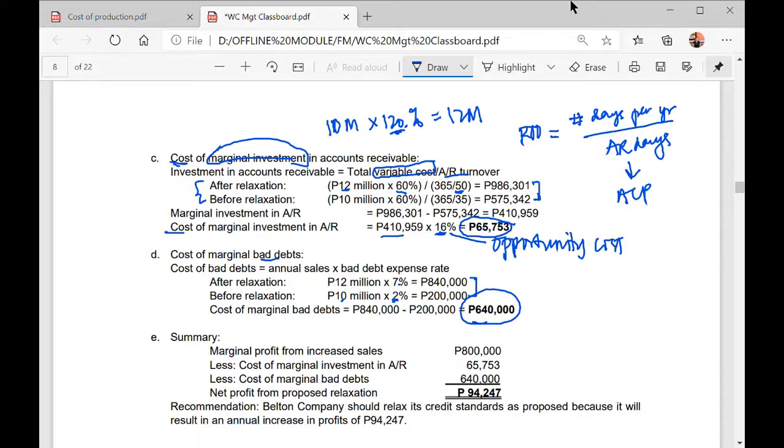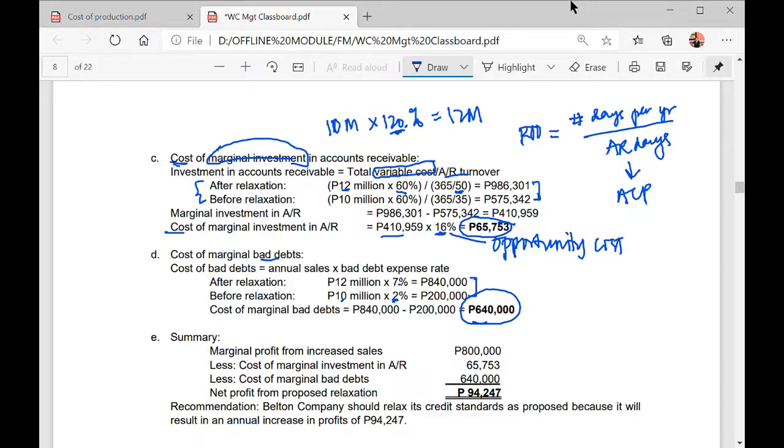Are bad debts good? No. Bad debts mean you will not be able to collect that. Right? It can no longer be collected. That's default. These customers did not pay. Even if you relax your standard and you increase your sales, there is a consequence. There may be 640,000 worth that we cannot collect.